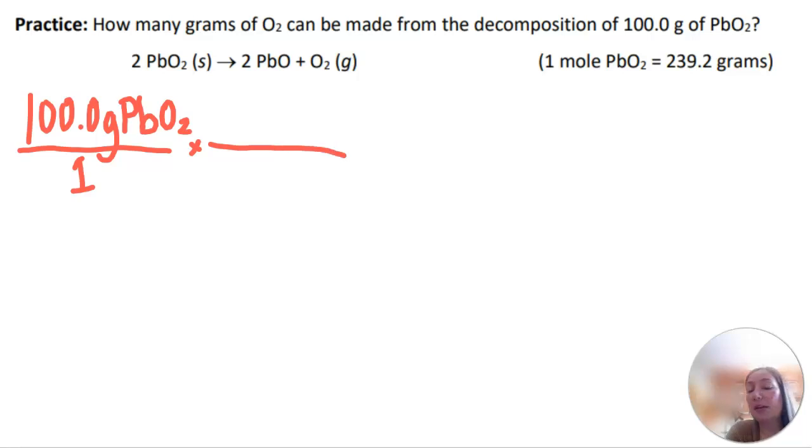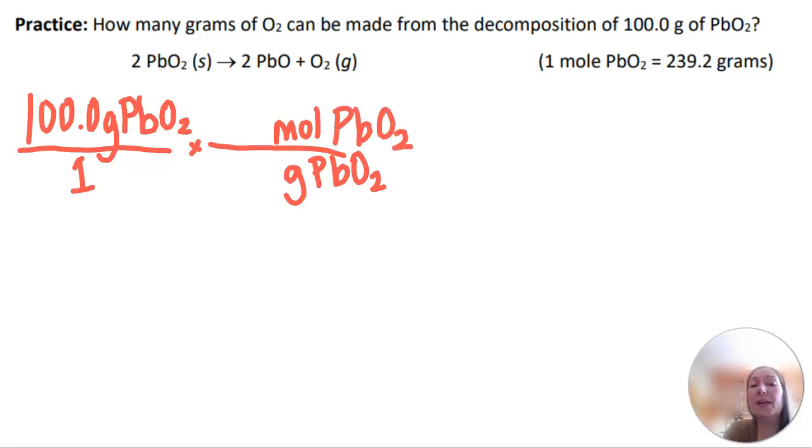Then, without even thinking, we're going to start doing this on autopilot. We're going to bring down our known. Grams of lead 4 oxide. And we want to right away get from grams to moles because it's only when we're in moles that we can convert between substances. And luckily, we were given the molar mass, 239.2 grams are in every 1 mole.